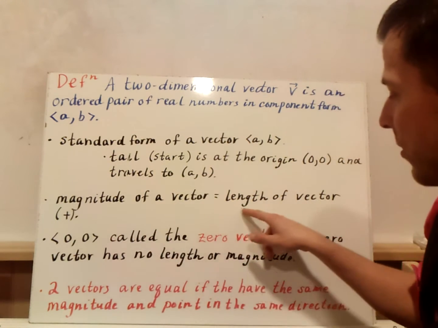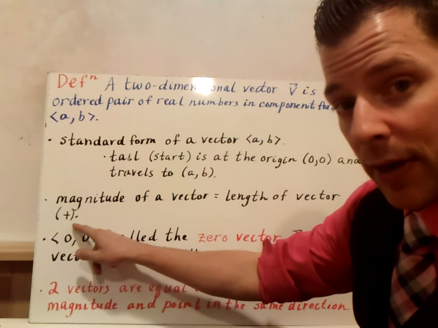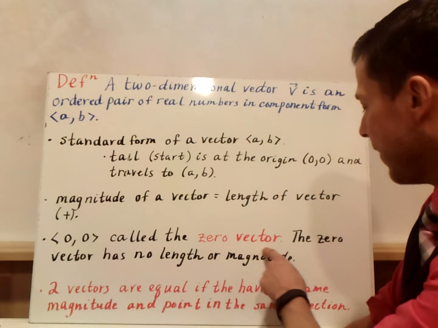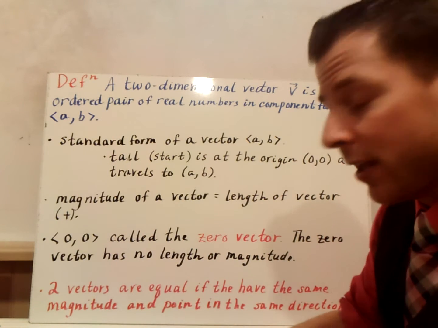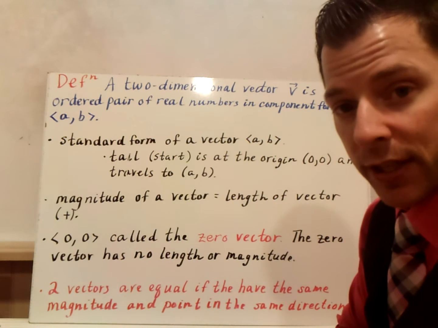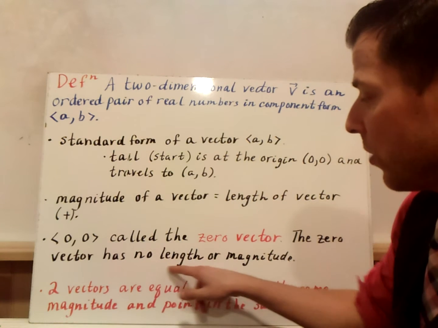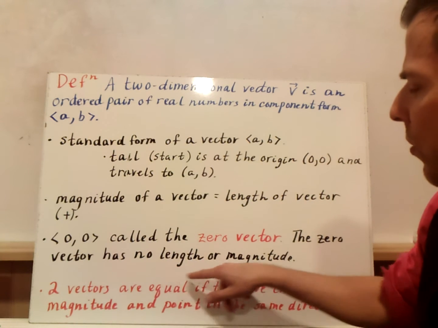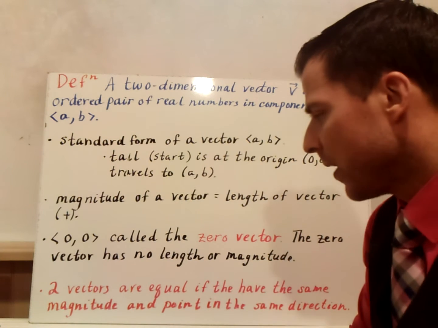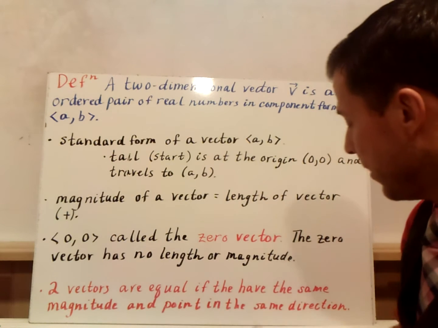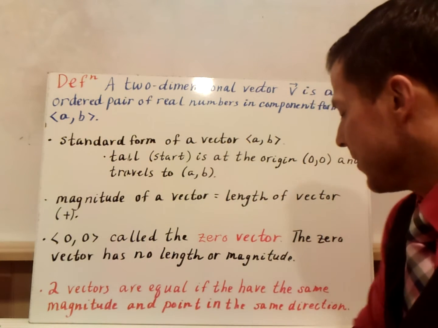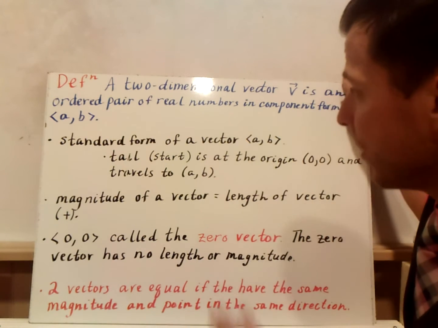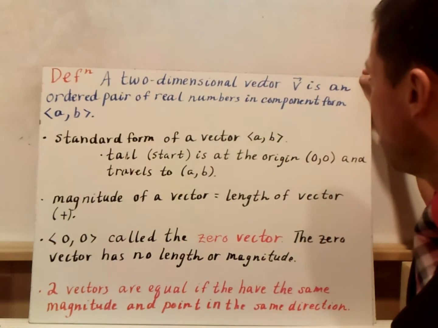Again, the magnitude of a vector is the length of the vector, which always has to be positive, so we think absolute value. 0, 0 is called the zero vector. The zero vector has no length and no direction. Excuse me, it should say no length or direction there, not magnitude. Two vectors are equal if they have the same magnitude and point in the same direction. We'll talk about this in our example. So just some definitions we have to think about.